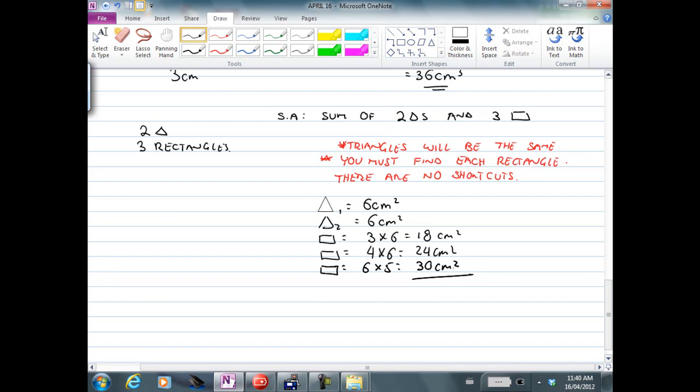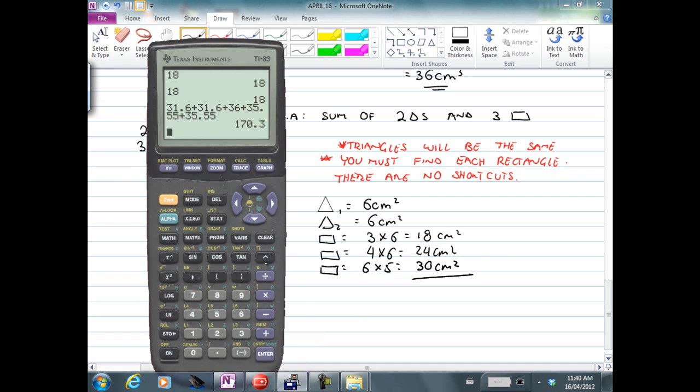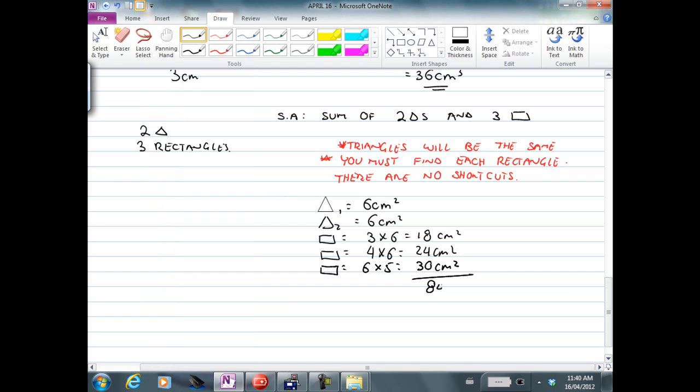And this is called triangular prism. 6 plus 6 plus 18 plus 24 plus 30. And you should have 84 cm squared. Is it that hard? No, not really.